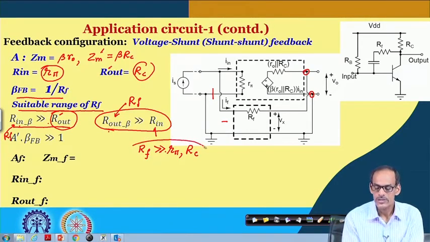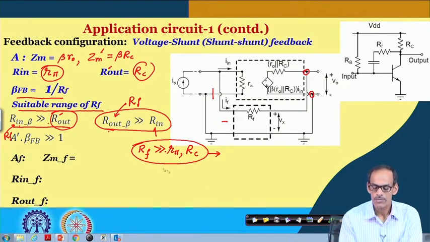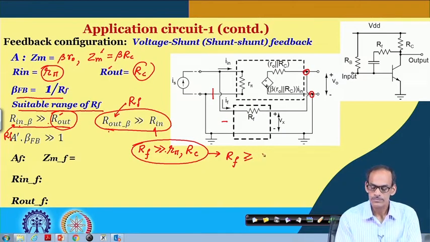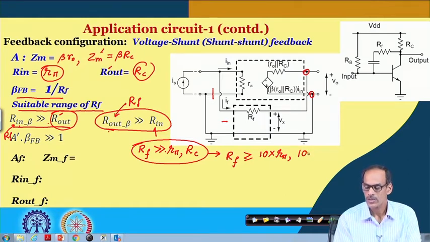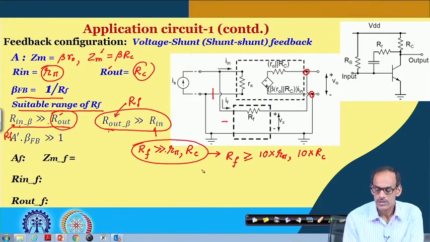And whenever we say it is much higher than this, for all practical purposes we can say that R f is higher than or equal to 10 times of r pi and 10 times of r c. So, that gives us the lower limit of R f.